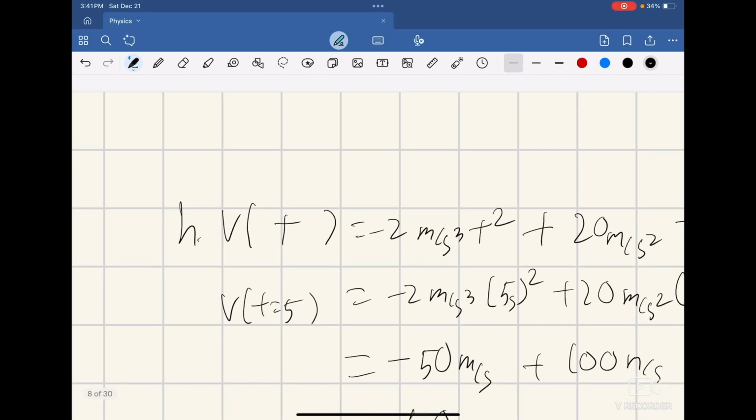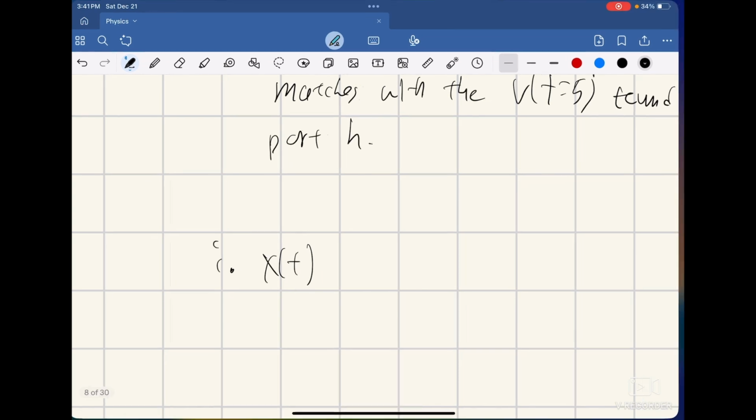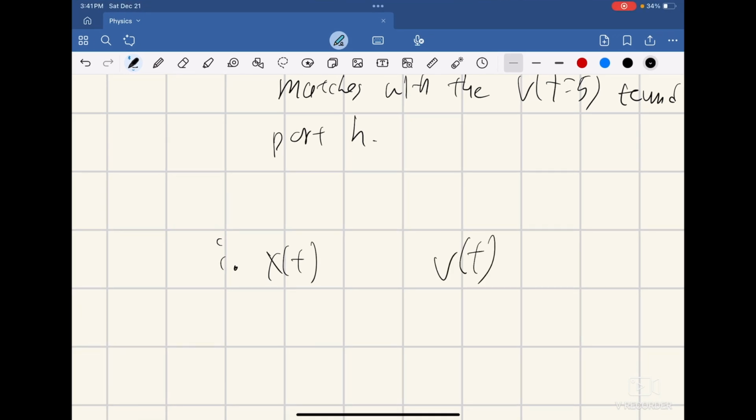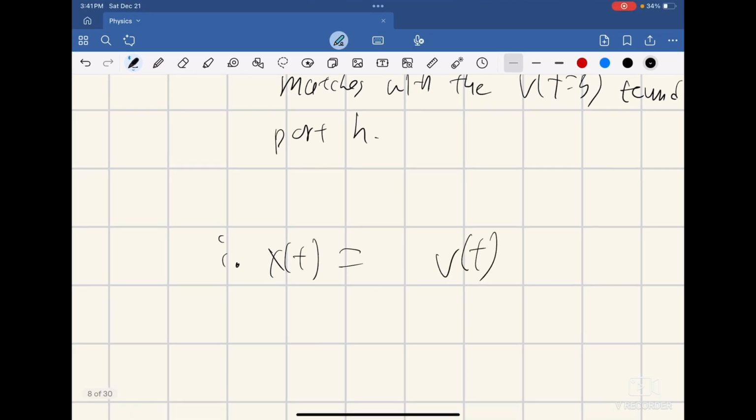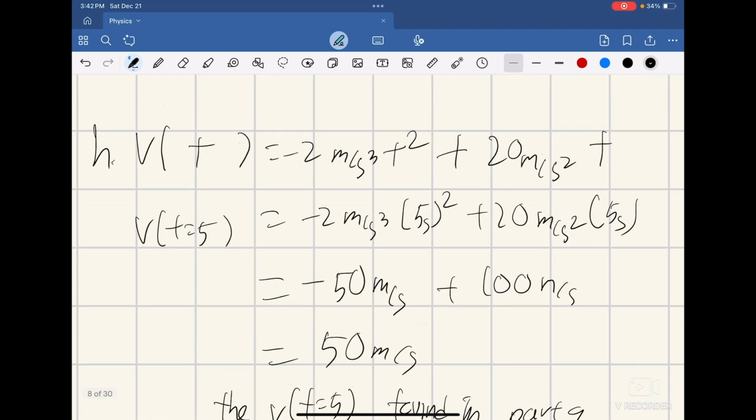Alright, so for part I, we are asked to derive an expression for the position function. So we're trying to find x of t. To find the x of t graph, this is very simple because we already have the v of t graph, and the relationship between these two is just that the integral of v of t dt is equal to x of t, right? So all we have to do is just, where's the formula?